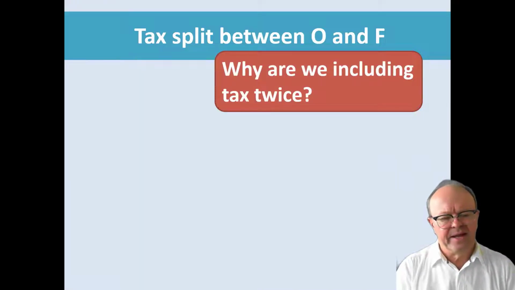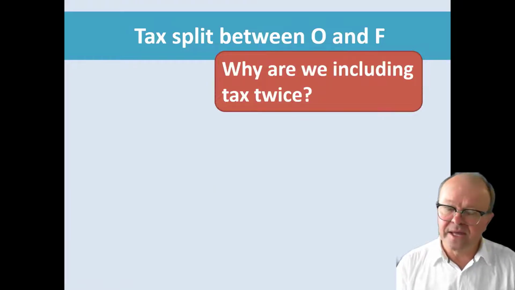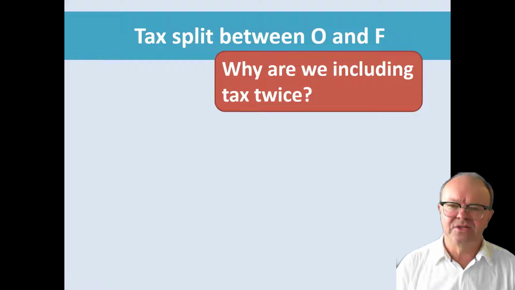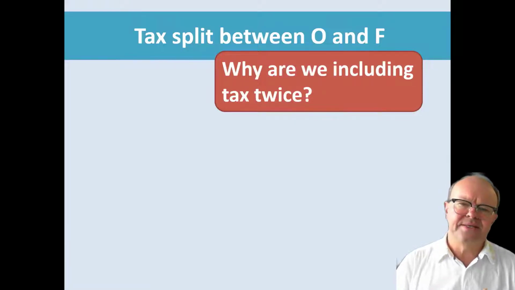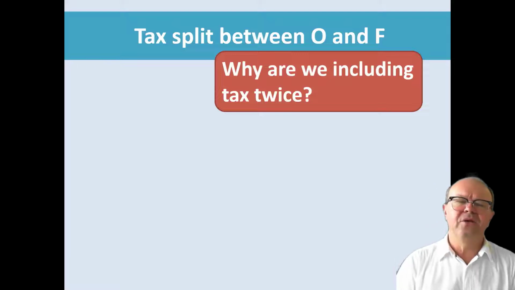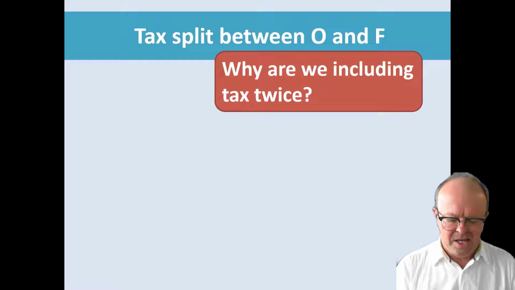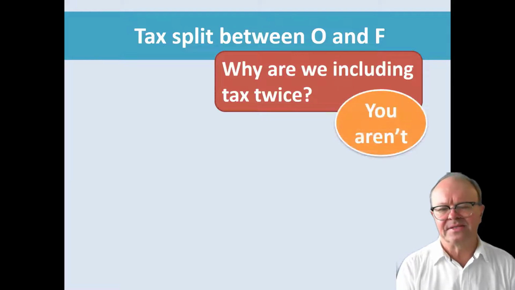Now, once we've calculated the company tax rate, we know the finance income and so forth. We've then got to split the tax between operating and financial. Why are we including tax twice? Some people ask. We're going to put it in operating and financial. There's only one tax expense.